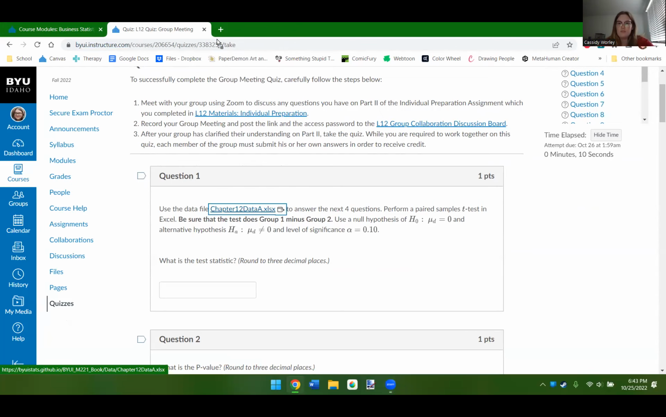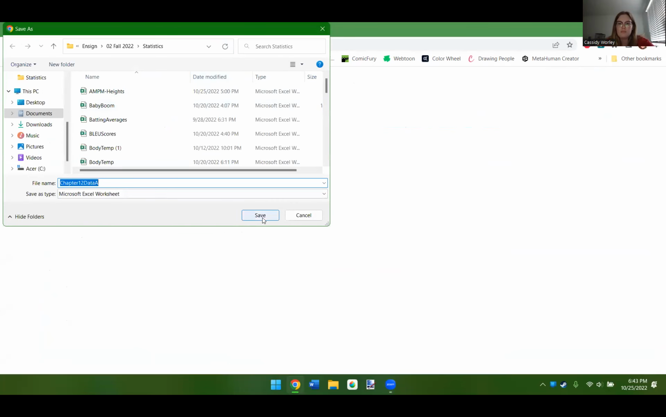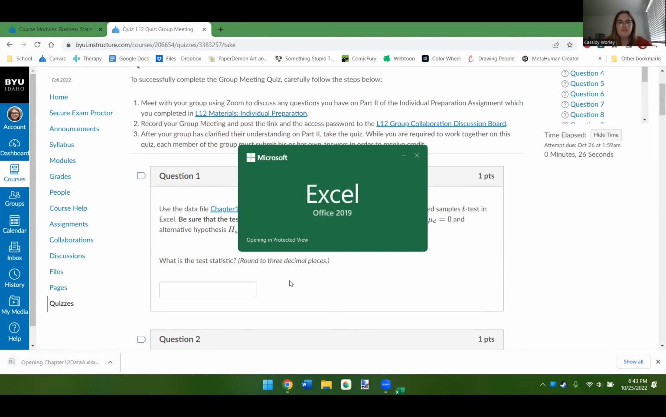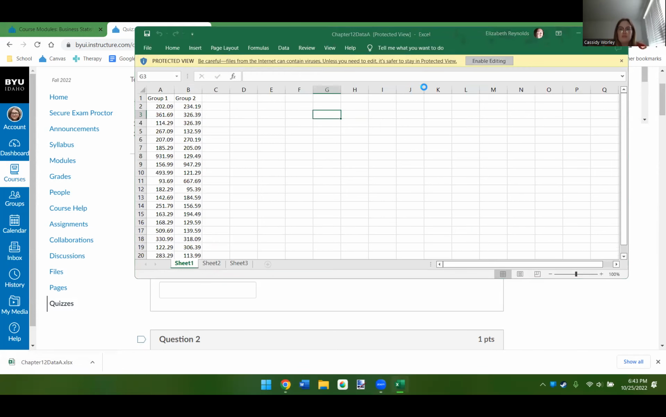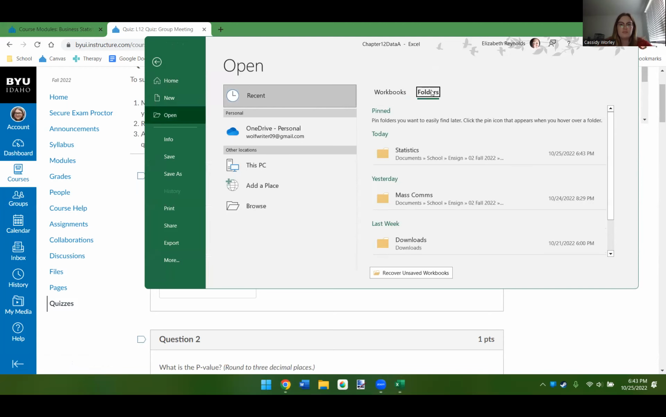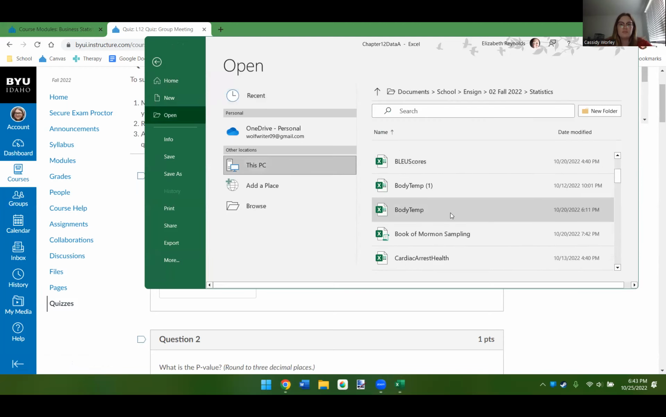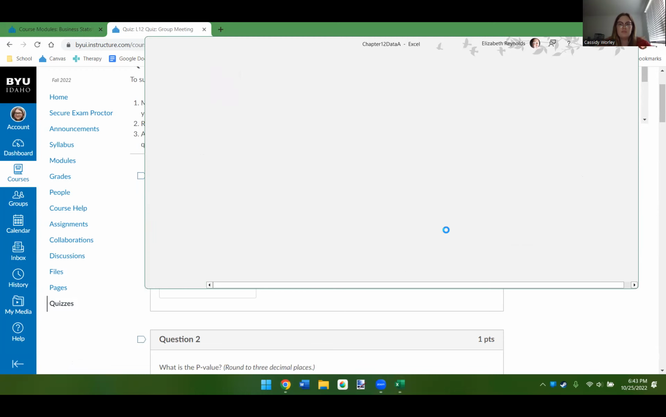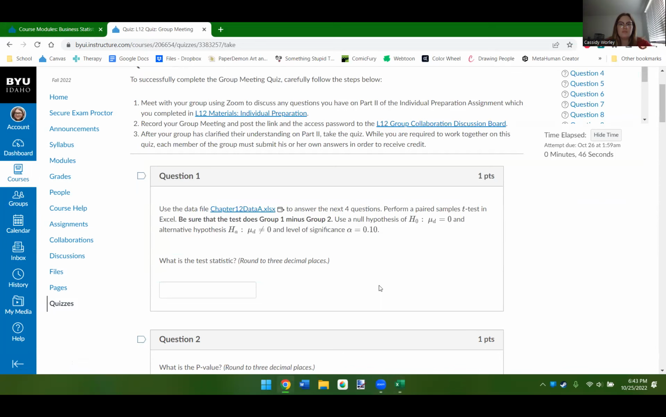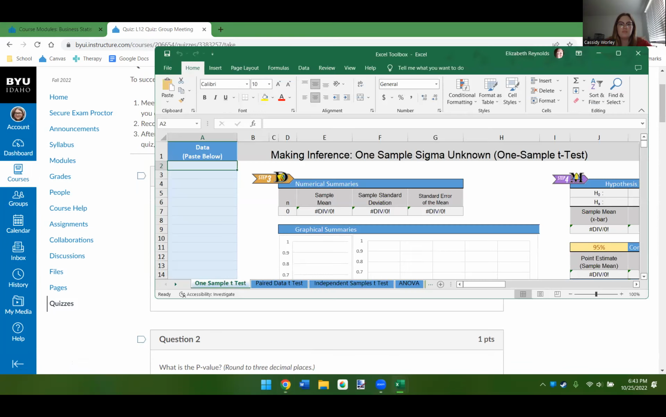So we're supposed to use this data about data A and the next 4 questions. They want a paired samples t-test in Excel, so we're also going to need the workbook as well. Paired samples t-test, so that would be tab 2.